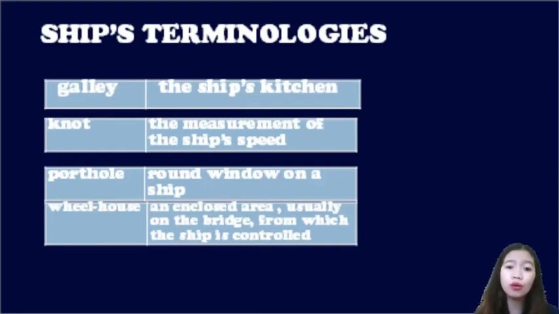Next is porthole. When you hear someone say look at the porthole, you are going to look at the window. Porthole means the round window on a ship. Next is wheelhouse. It is an enclosed area, usually on the bridge, from which the ship is controlled. This is where the helmsman stays, or this is where the ship is being navigated. Those are the most common terms that are usually used to give instruction on board.